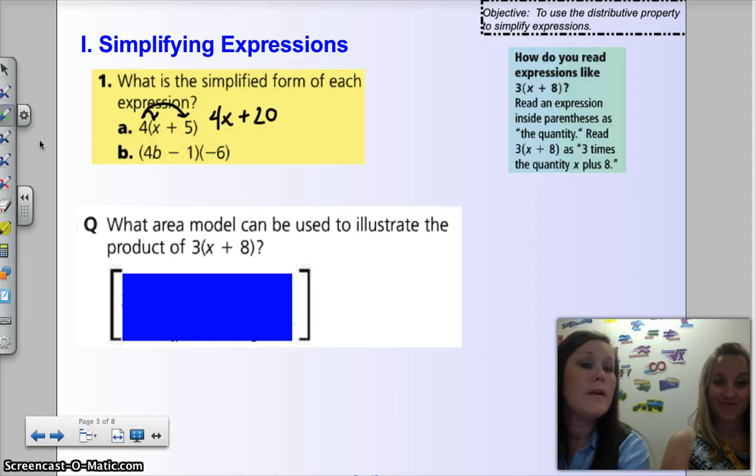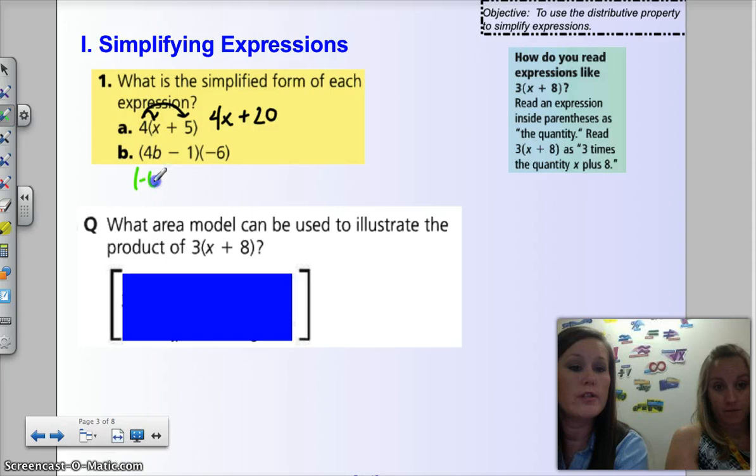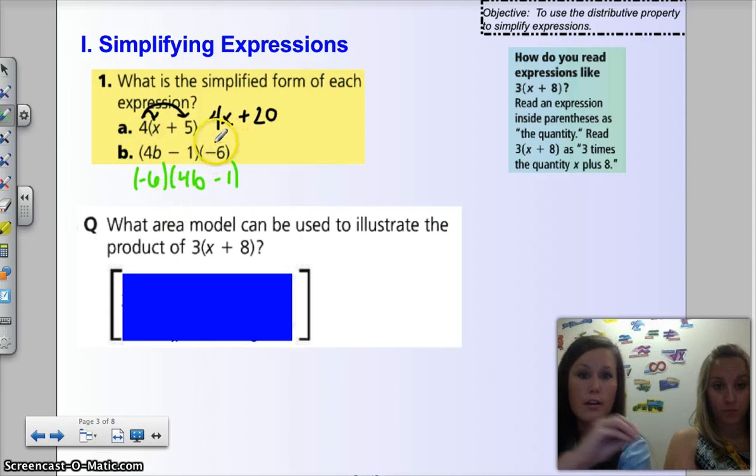All right, next one. I see that -6 is out to the side, but it's not in front. Does that make a difference? Doesn't make a difference. If you don't like it, you can move the -6 to the front, because we know we can do that with commutative properties. You can just rewrite this. We're going to distribute that -6 to everything on the inside of the parentheses.